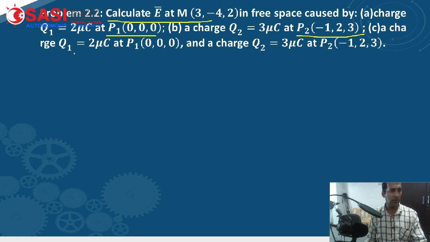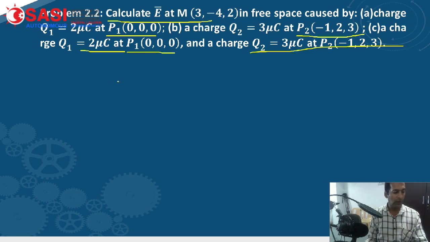And third, we have to find out for the charge Q1, 2 microcoulomb again. This is also present at the origin, and a charge Q2, 3 microcoulomb at P2. P2 points are given as -1, 2 and 3. So we have to find out the electric field intensity. For the first case we will draw the source and destination.